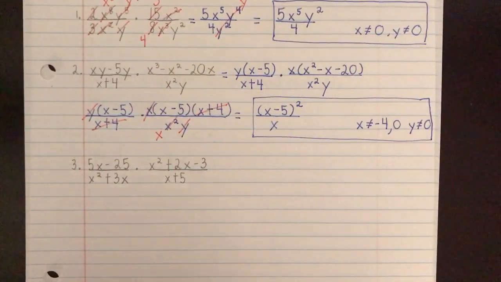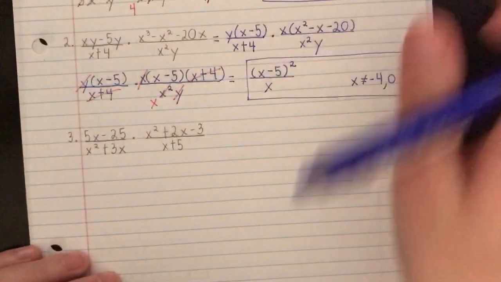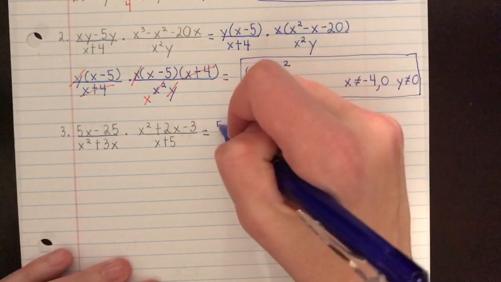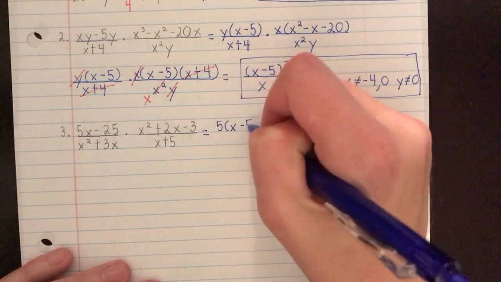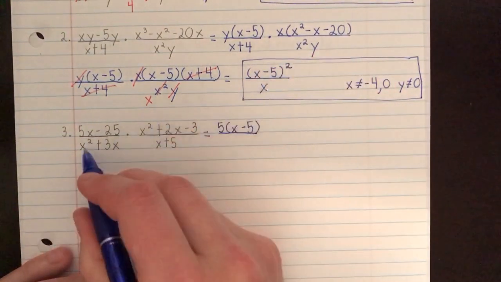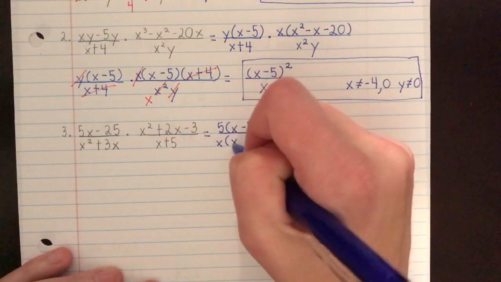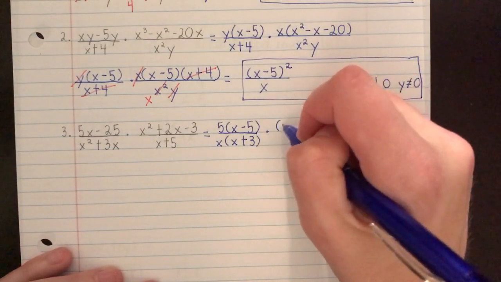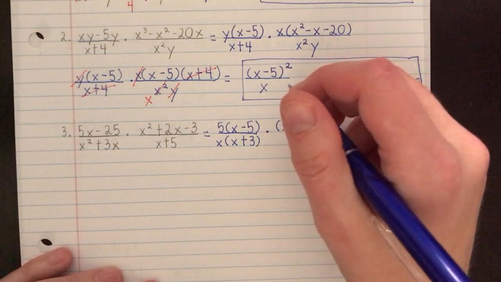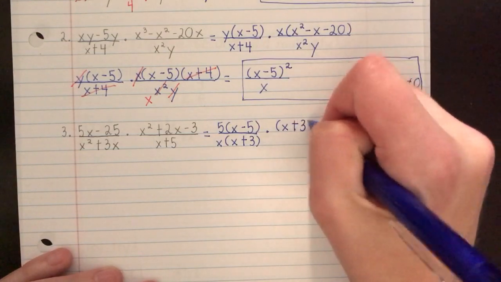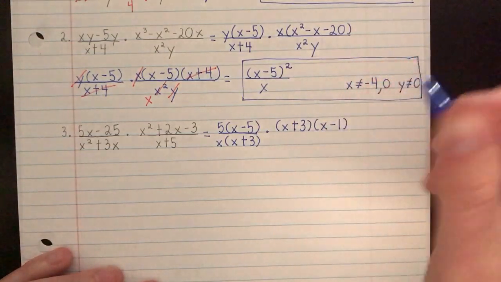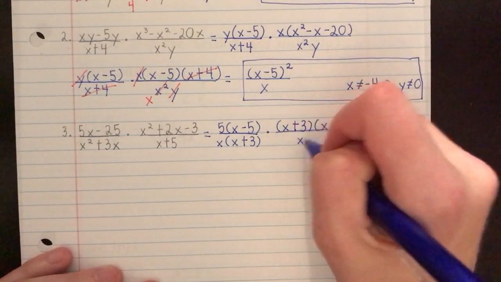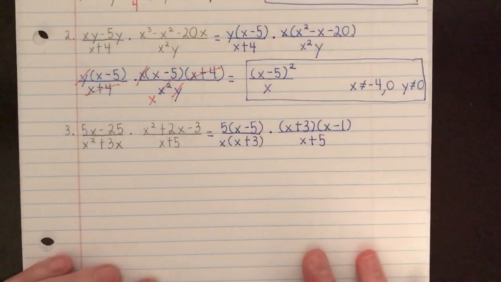All right, so look at number 3. On number 3, first binomial here, I have a GCF of 5. On bottom, I have a GCF of x. And then on top here, that would factor to x plus 3, x minus 1. And then on bottom, that linear binomial does not factor further.